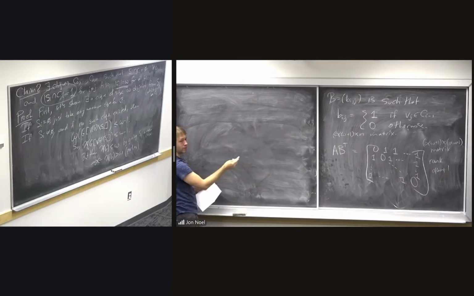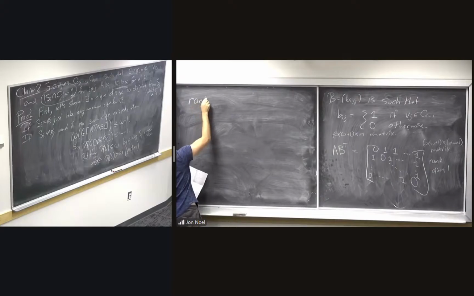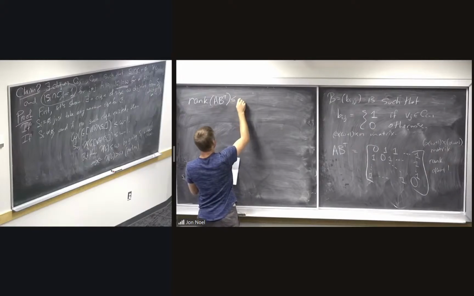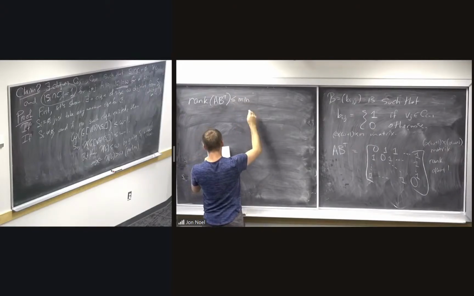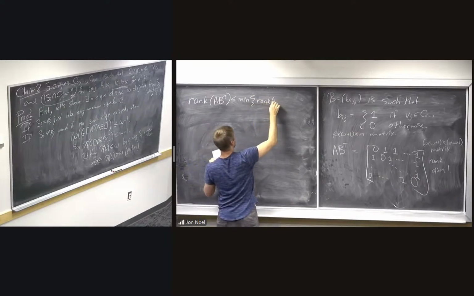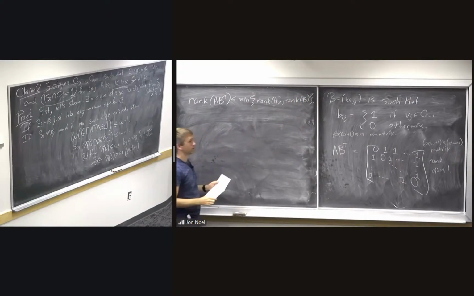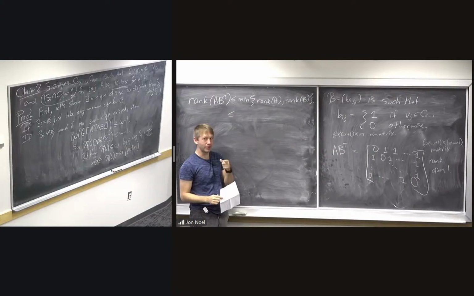Well, this is a product of two matrices. The standard thing about matrix multiplication is that if I multiply two matrices and one of them has small rank, the multiplication is not going to help me get the rank back. So the rank of the product is at most the minimum of the rank of A or the rank of B. Each of these has n columns, so you could not have rank bigger than n, right?